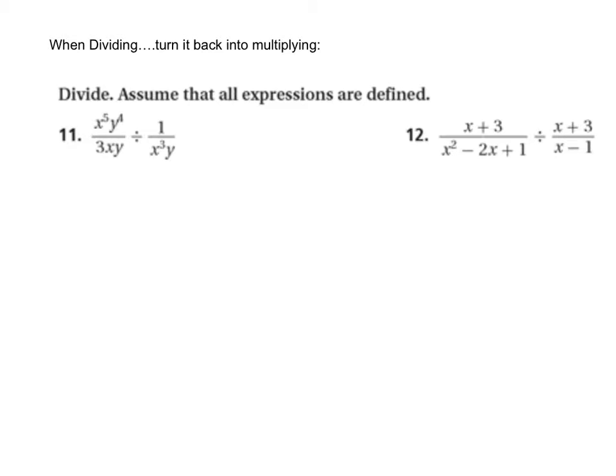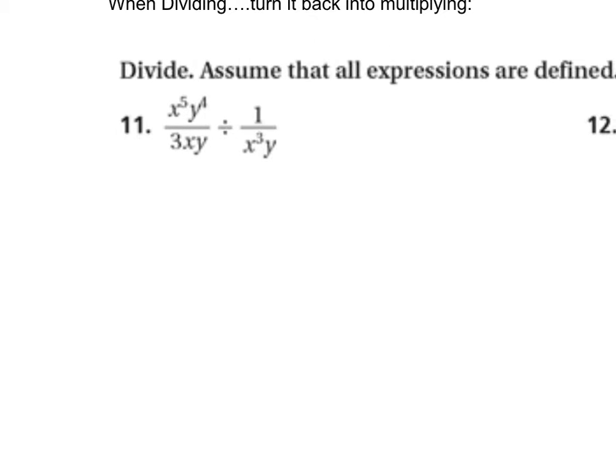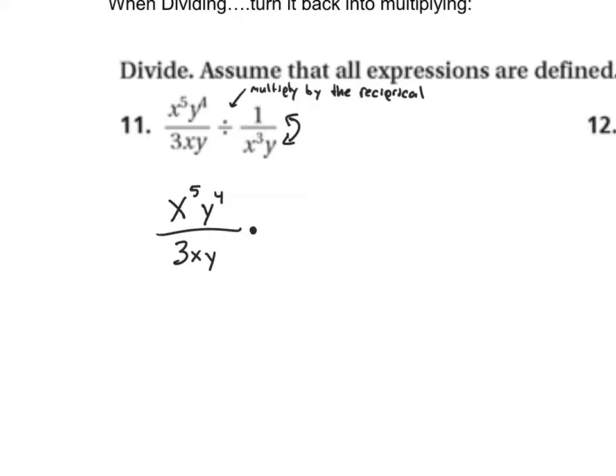Okay, what about if we're dividing? Dividing is turning it back into multiplication. So what does that mean? That means instead of writing divide, let's write multiply, but then multiply by the reciprocal. Do you remember what the reciprocal is? It means flip this. So we're going to go x to the 5th, y to the 4th, divided by 3xy, times, flip it, x cubed y over 1.